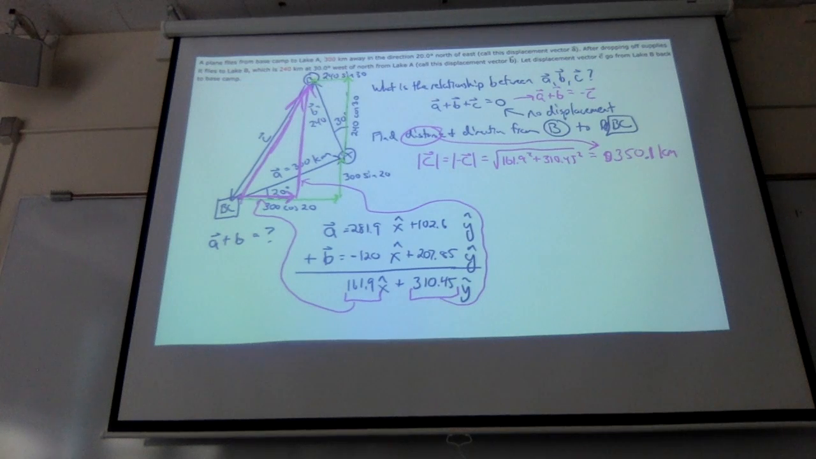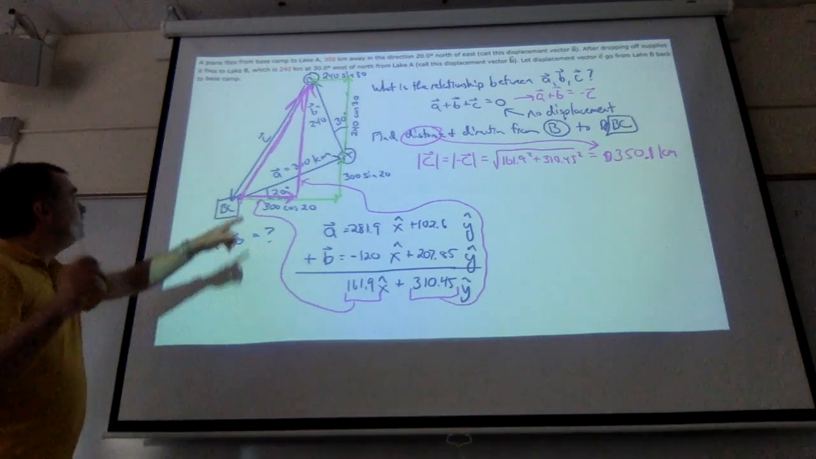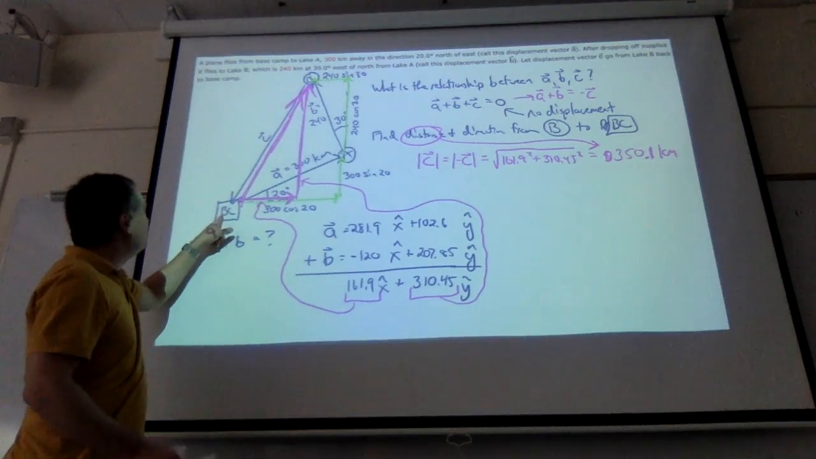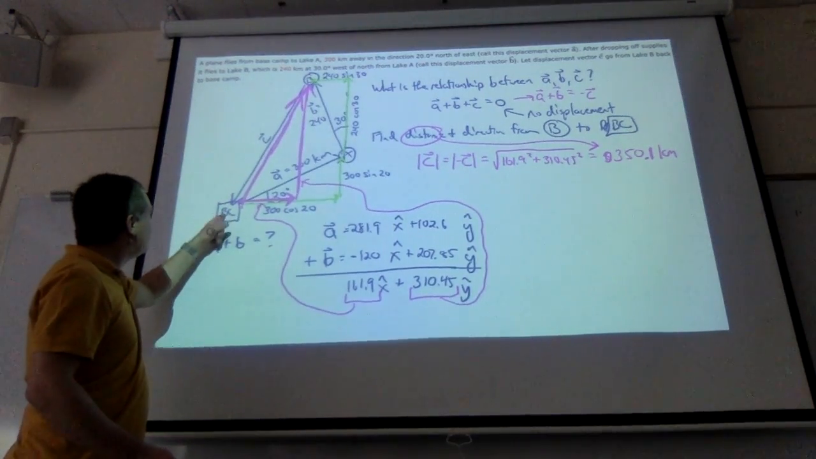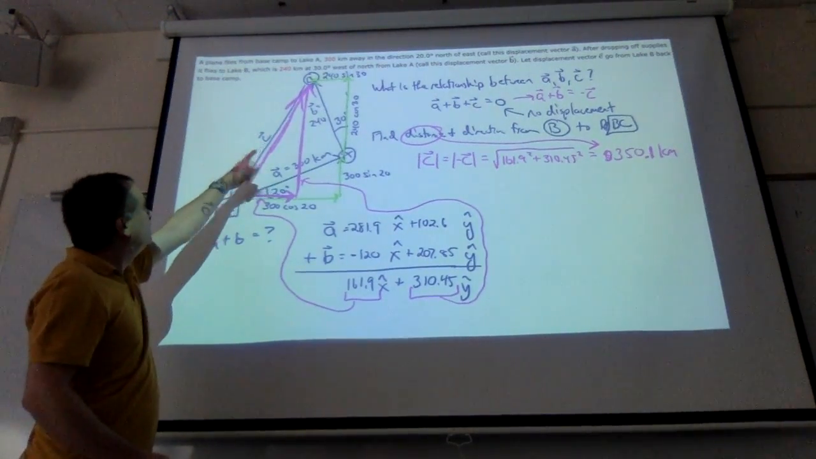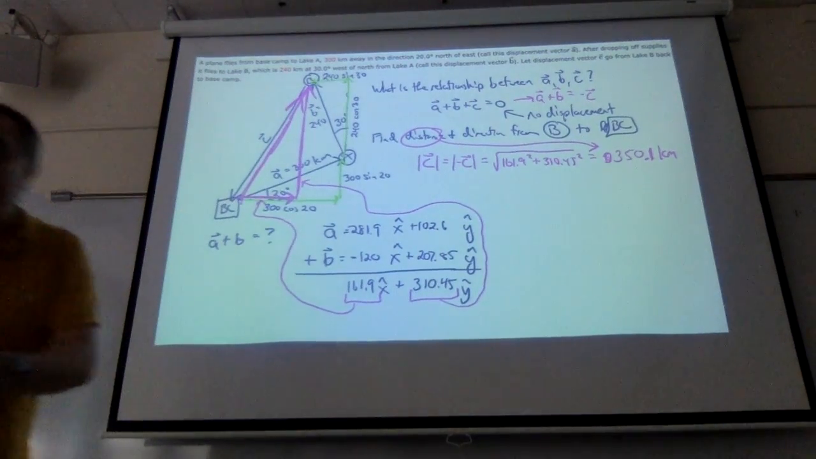Negative C. A plus B equals negative C. Oh well, take a look back at our diagram. Remember, negatives just flip the direction. We said C goes from B down to base camp. Negative C starts at base camp and goes to B. Oh well, that's what I drew. I just found negative C.